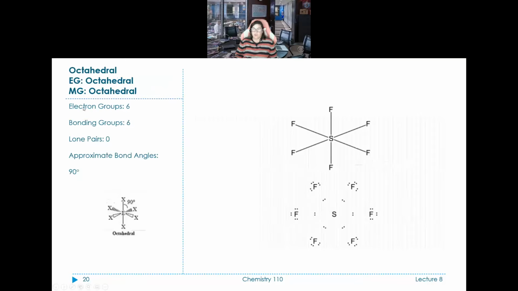Octahedral. So there's 6 electron groups on this, SF6. So all of these are bonding pairs. There's no lone pairs. There's 6 of them. So 6 bonding pairs, 6 electron groups, no lone pairs is octahedral. Approximate bond angles are 90 degrees, right? So instead of having 3 in the equatorial plane, we have 4. And all bonds are approximately 90 degrees. Okay, awesome. We're getting so close.